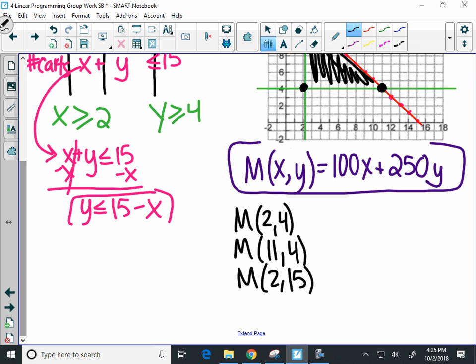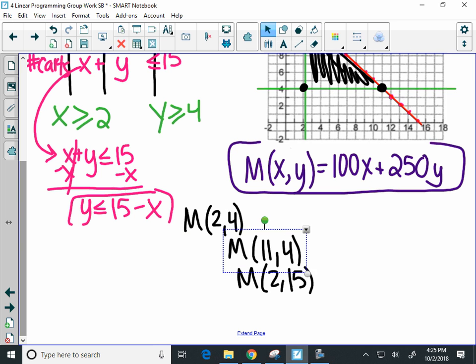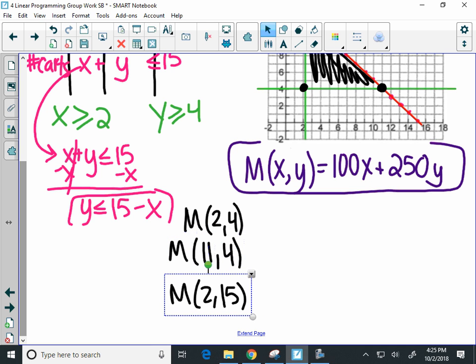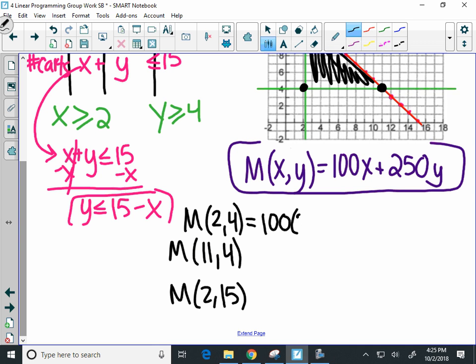All right, so now I'm going to take each of those ordered pairs and put them into our maximizing function. So I'm going to have 100 times 2 plus 250 times 4. And that's going to tell me the maximum amount of merchandise I can store with 2 standard carts and 4 deluxe carts is 1,200 pounds.